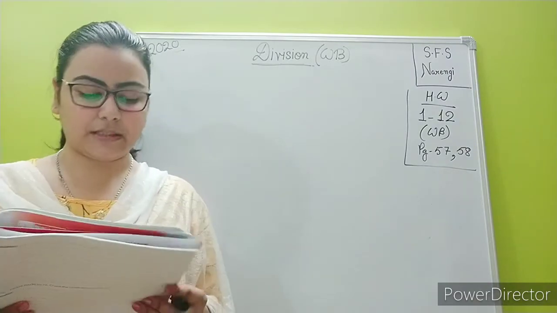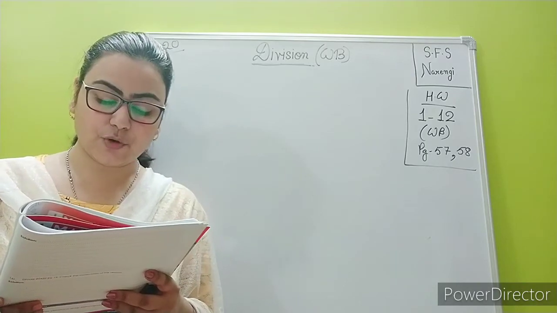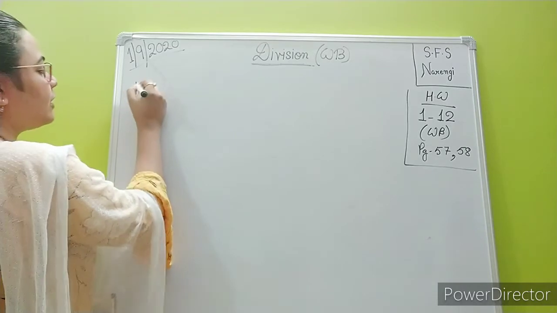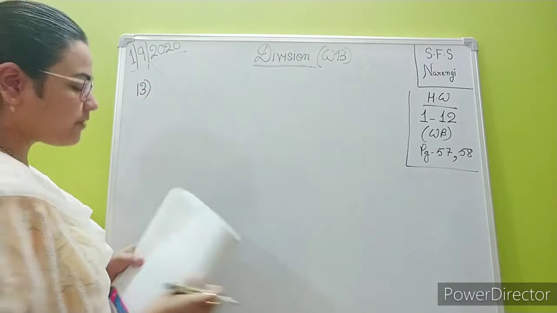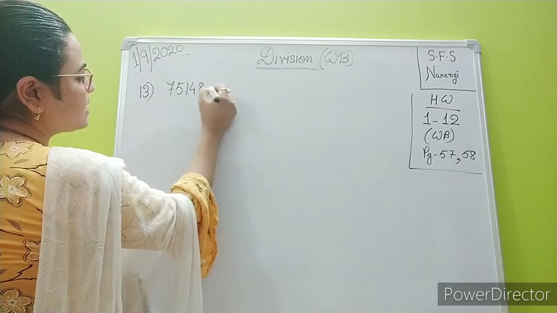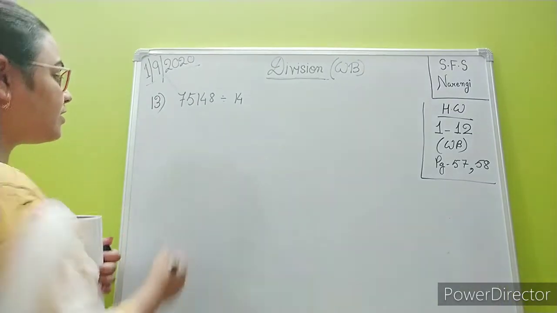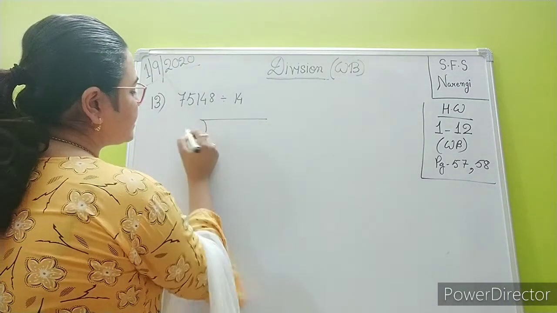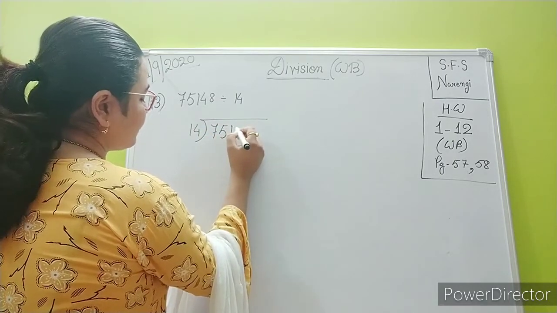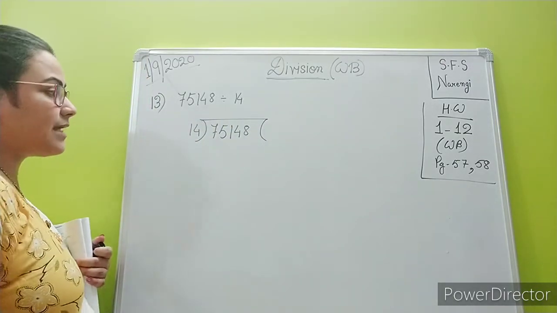Now coming to number 13. What is the quotient of 75,148 divided by 14? So in this we simply need to do the division. So what is our question? 75,148 divided by 14. Right? Let's start with the division. 14 is the divisor, so it will be outside. 75,148 is the dividend, so it will be inside.